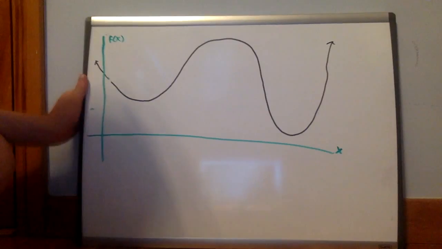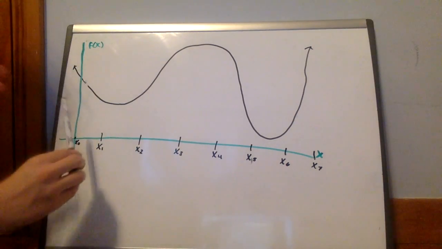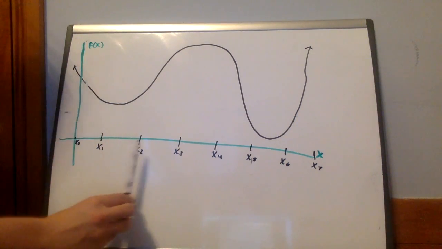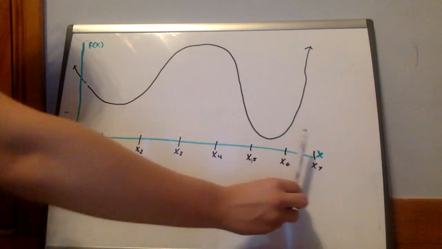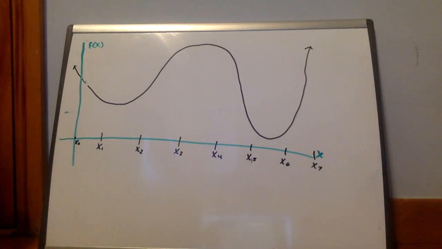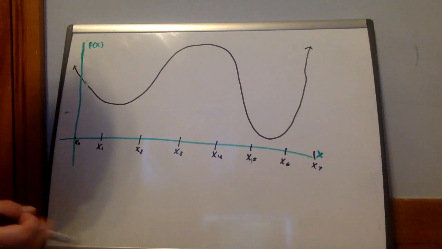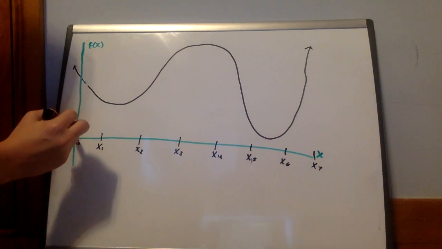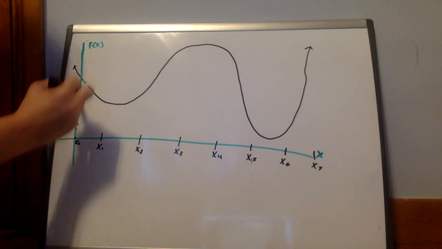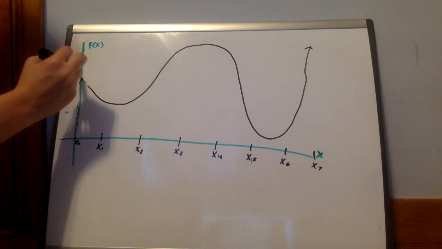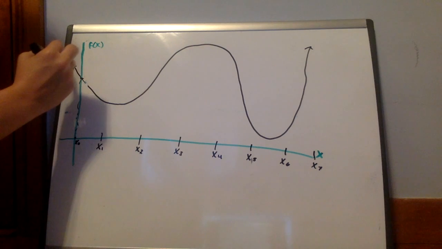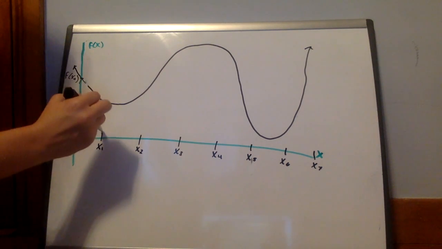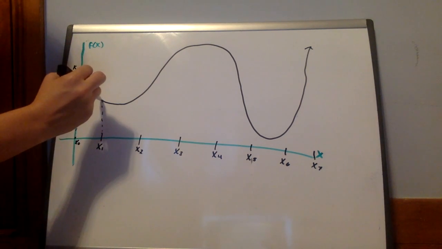So let me pick a few. Here I've labeled some various x's: x0, x1, x2, x3, x4, x5, x6, x7. And now we're going to want to find out what our function's f of x value is at each x. So we'll dot up here, and this point here is f of x0, all the way up to here.